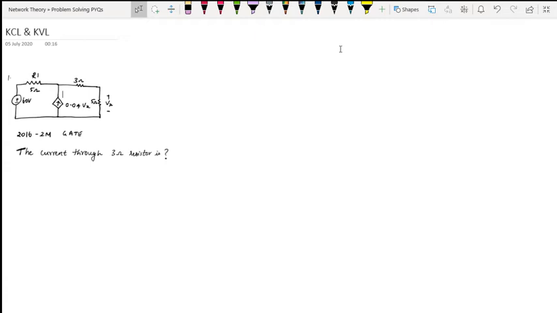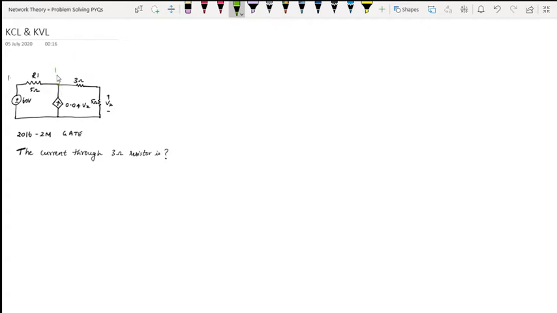Alright, so let's start. Here we have two meshes and mainly one node, so I'm going to use KCL. When there is a smaller number of nodes, we prefer KCL. KCL is nodal analysis and KVL is like mesh analysis. So I'm going to use KCL here for this particular problem.